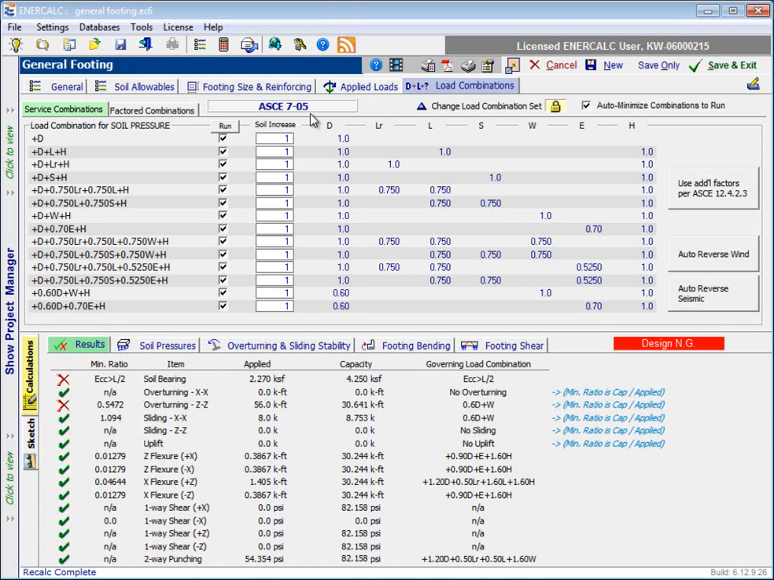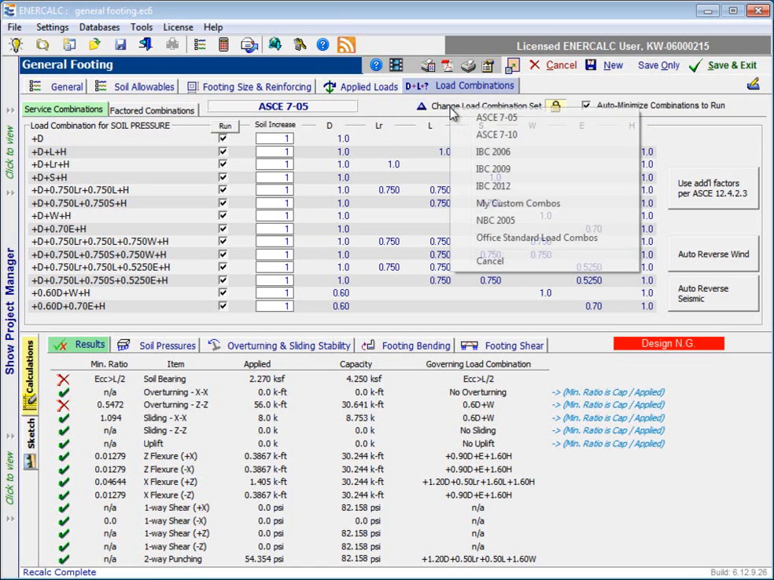Now let's assume that instead of ASCE 7-05, I'd really like to use the load combinations from IBC 2009. So what I'll do is come over to this button called Change Load Combination Set, and I'll give that a click, and from the pop-up menu I will choose, in this case, IBC 2009.